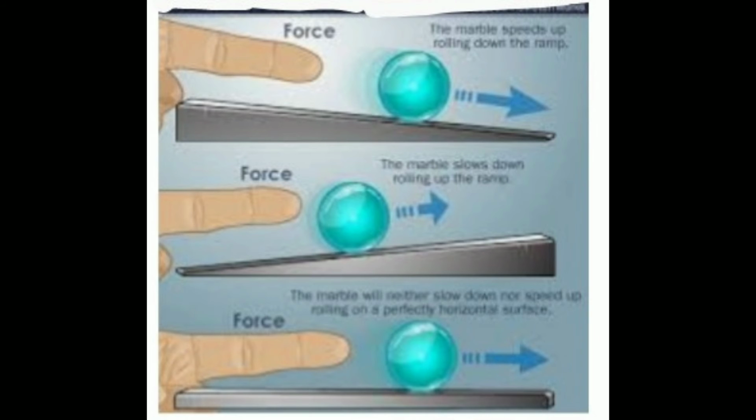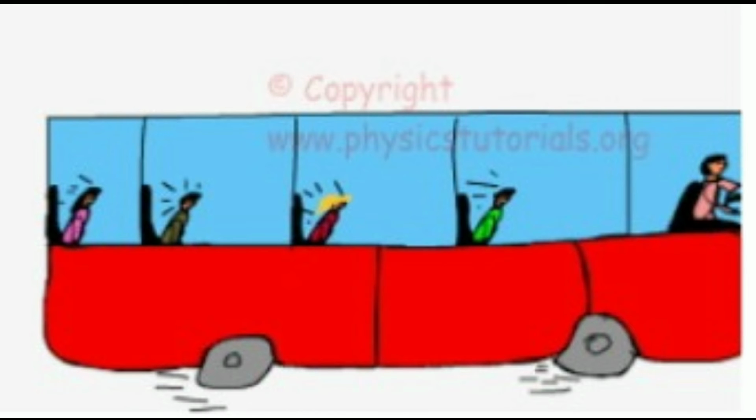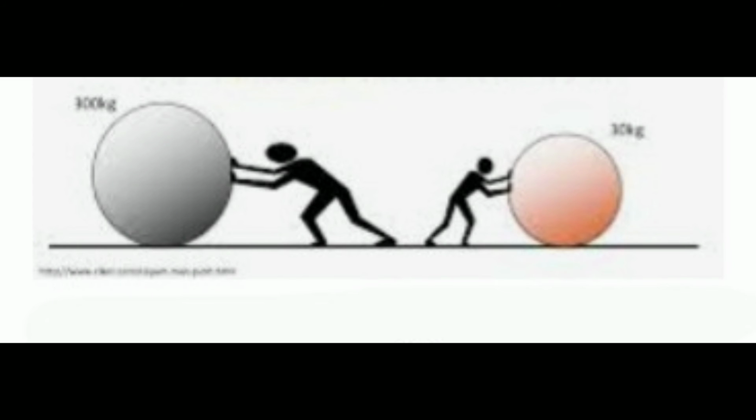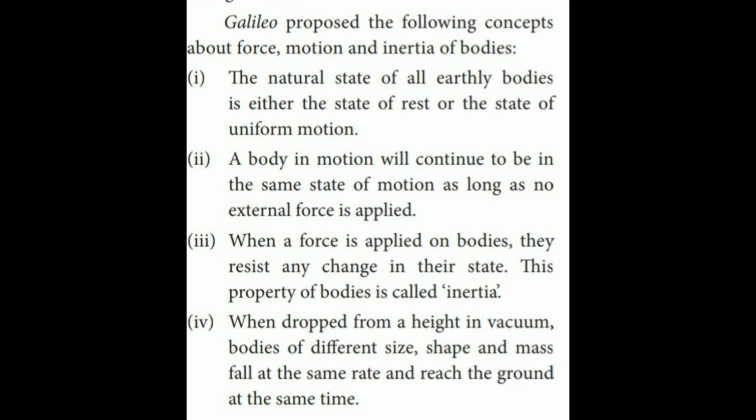Galileo. Galileo proposed the following concepts about force, motion, and inertia of bodies. First, the natural state of all earthly bodies is either the state of rest or the state of uniform motion. Second, a body in motion will continue to be in the same state of motion as long as no external force is applied. And third, when a force is applied on bodies, they resist any change in their state. This property of bodies is called inertia.